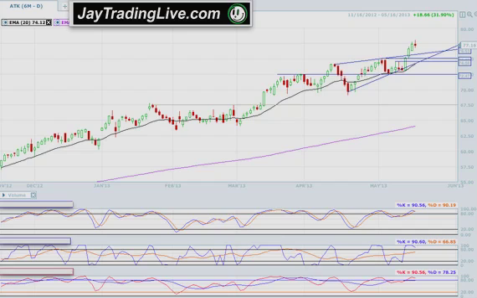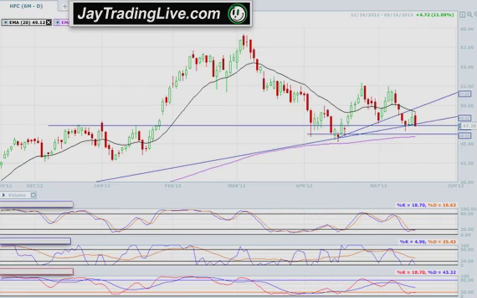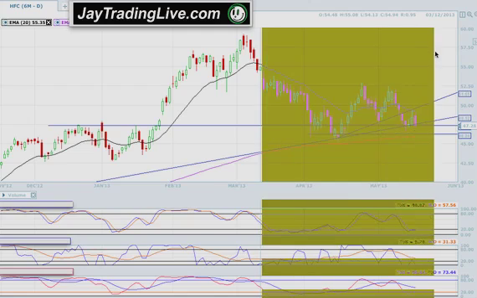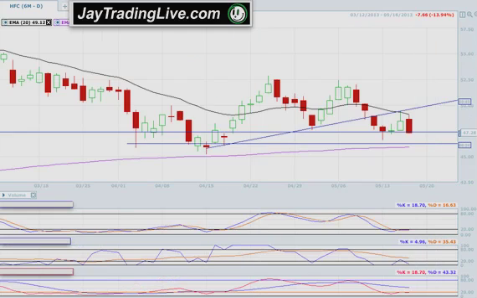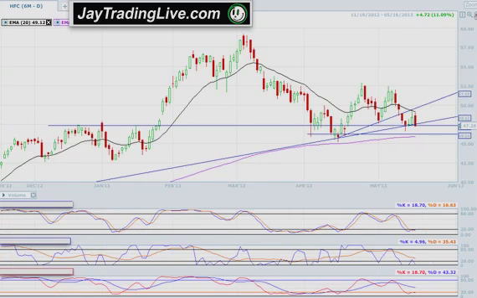HFC. Took a quick trade here on HFC, and I'll show you a couple of things. Let me just zoom in here. Probably be good if I can zoom in on some of this stuff for you, but you can't see that stuff too well.